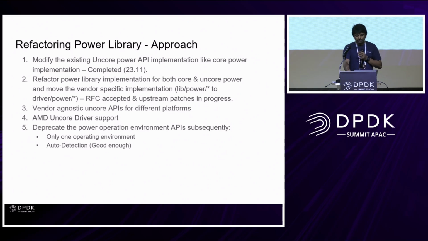So what approach did we take, right? We thought we'll go with a phased approach. The first thing towards that was we looked at the Uncore part, which has some vendor specifics or vendor locking. So we tried to make it generic. That we did in 23.11. So we added generic Uncore APIs, in line with the core Power Library APIs.